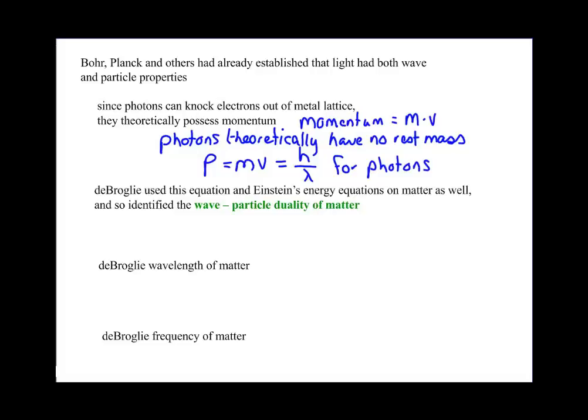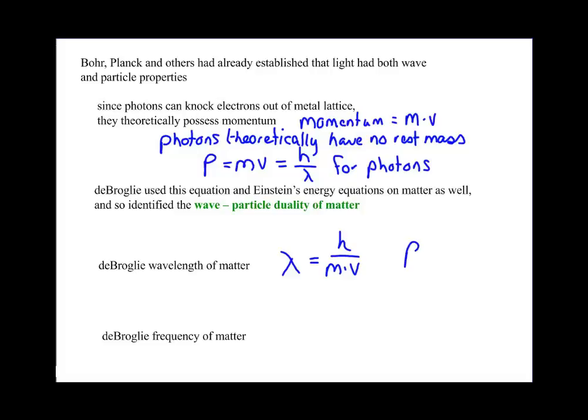Okay, de Broglie used this equation in Einstein's energy equations and said, well, if it works on light, maybe it works on matter. And so the same idea for light, that it could behave as both a wave and a particle, was applied to matter. And this was described then as the wave-particle duality of matter in addition to light. And so de Broglie came up with a wavelength for matter using the equation for momentum of a photon and changing it so that mass was something measurable, that of an electron, that of a proton. And the equation for the wavelength of matter looks like this. Wavelength equals Planck's constant over the mass times the velocity or the momentum of an object.